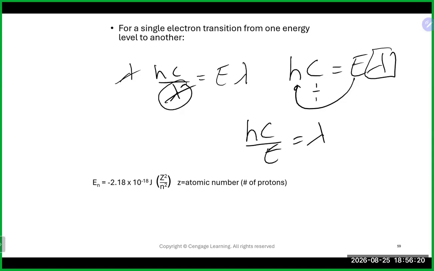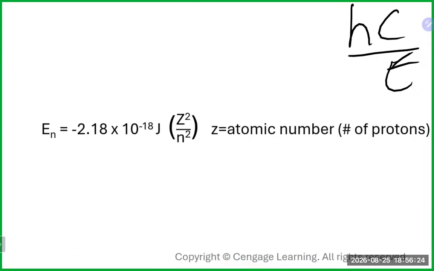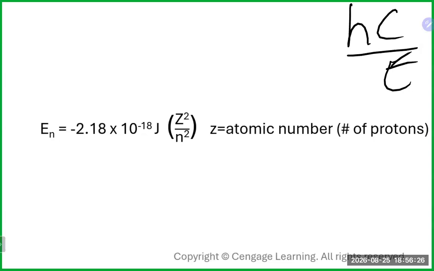It would be this equation right here, and this would be if you were wanting to calculate the energy associated with an electron on a specific energy level, not transitioning from one energy level to the next. It has a certain amount of energy based on what energy level it's at. That's what you would use that equation for.